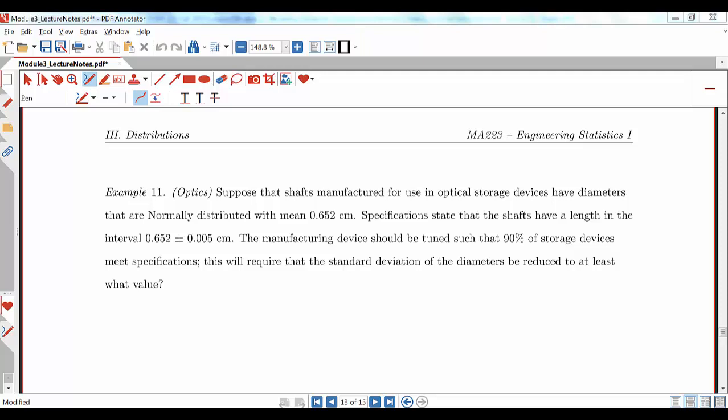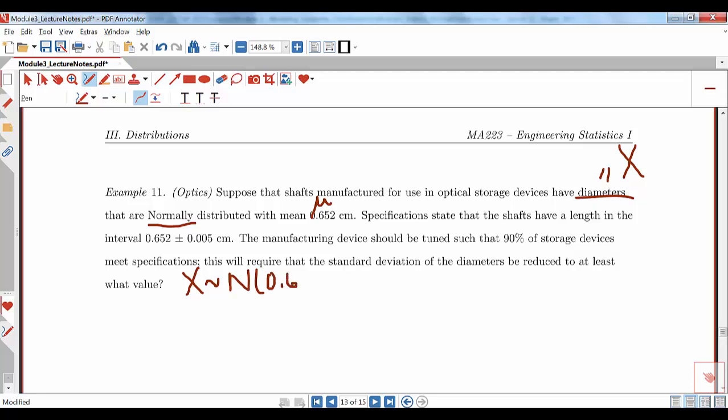So imagine you have these shafts manufactured for use in storage devices. They have diameters, so I'm going to let diameters be my random variable x, and those diameters are normally distributed, so I know x has the shape of a normal, and we're told what the mean is, 0.652. Specifications state that shafts have a length in this interval, so I want 90% of them to be in that interval.